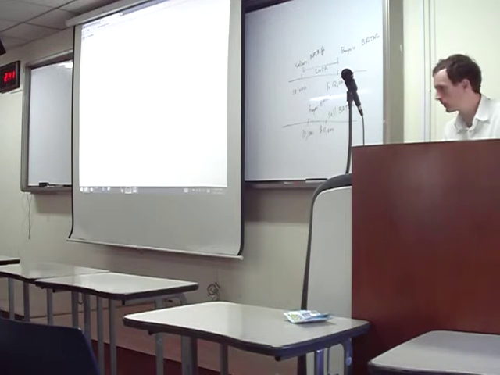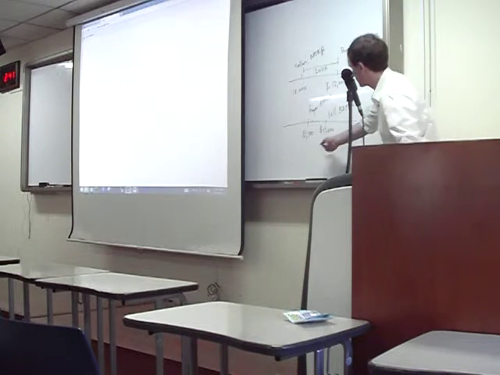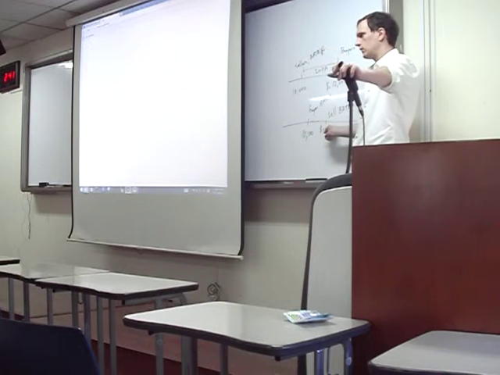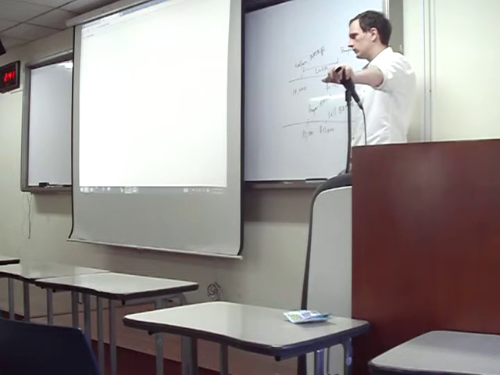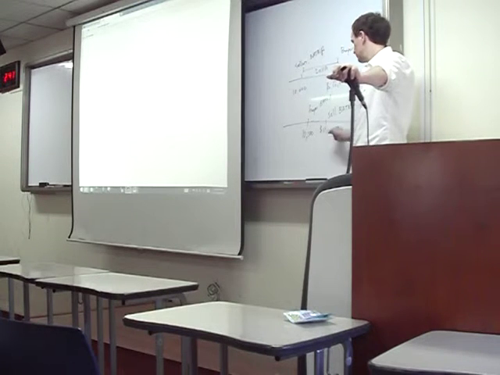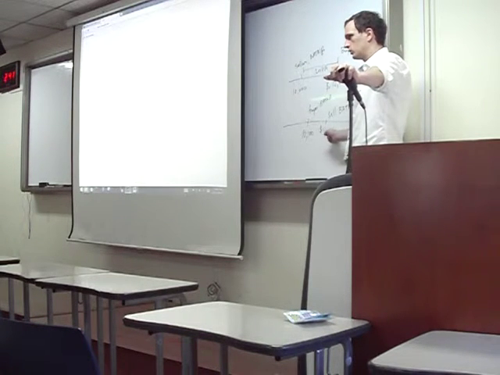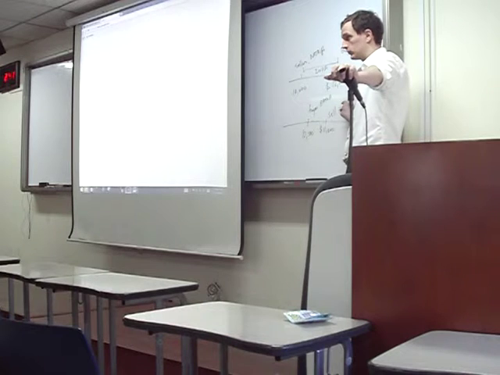$10,750. But I have a better deal somewhere else. I can sell my car to somebody else for $11,000. Why would I sell it to you for $10,750? I have another buyer. Do you understand? My BATNA, best alternative. I can sell it to somebody else.